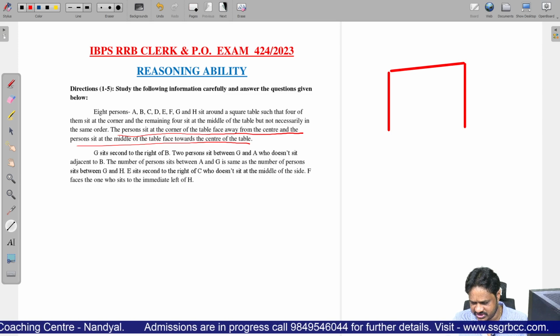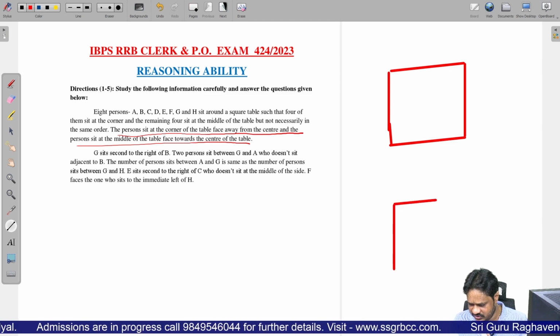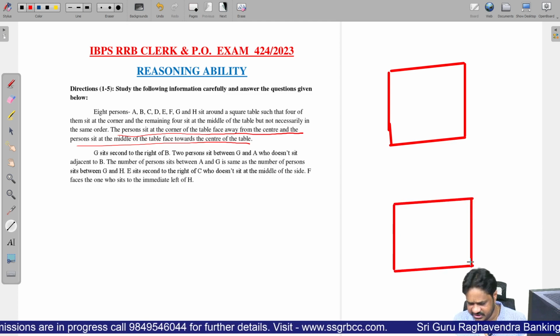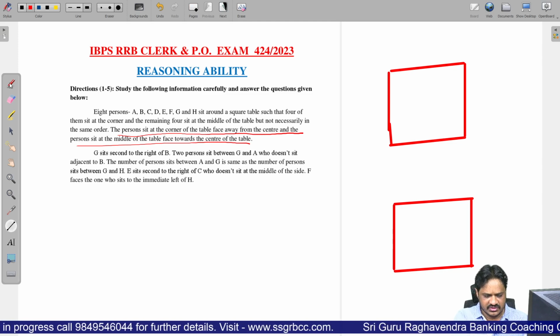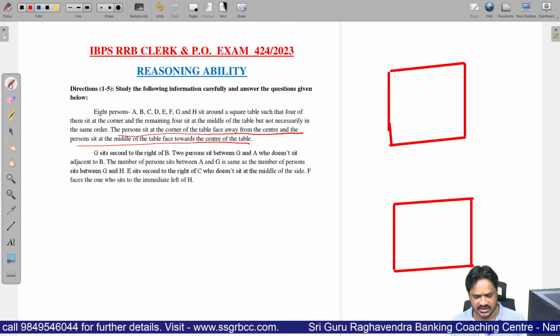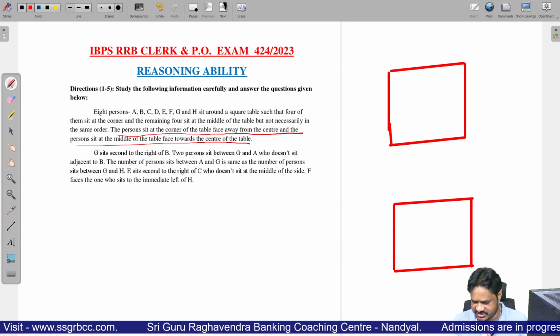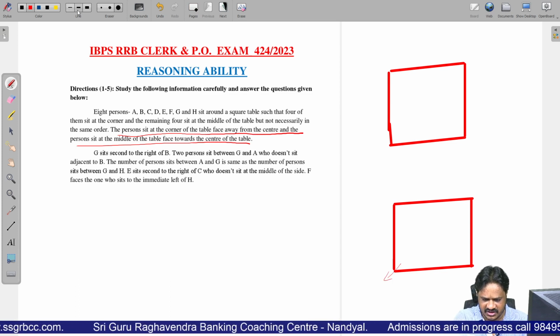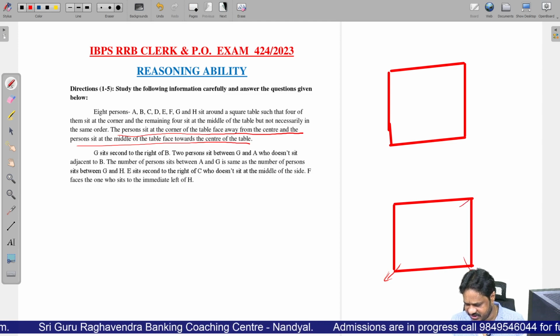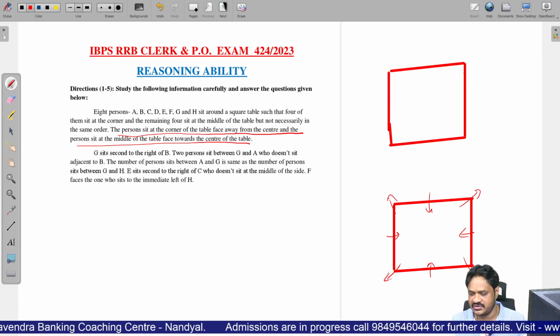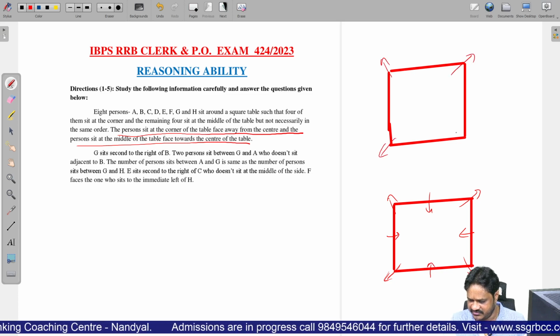two square tables like this. So let us try to solve in two possibilities. The ones sitting in the corner are facing outside the center. This is a corner facing outside the center. Those sitting in the middle are facing towards the center. So these are outside, and these are facing towards the center.